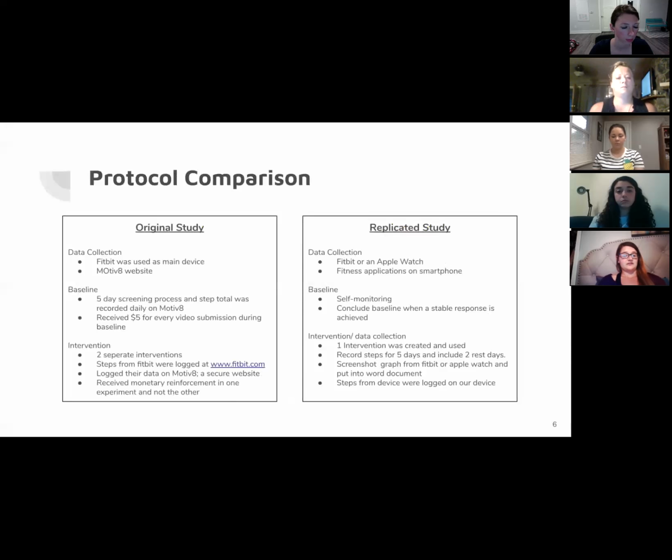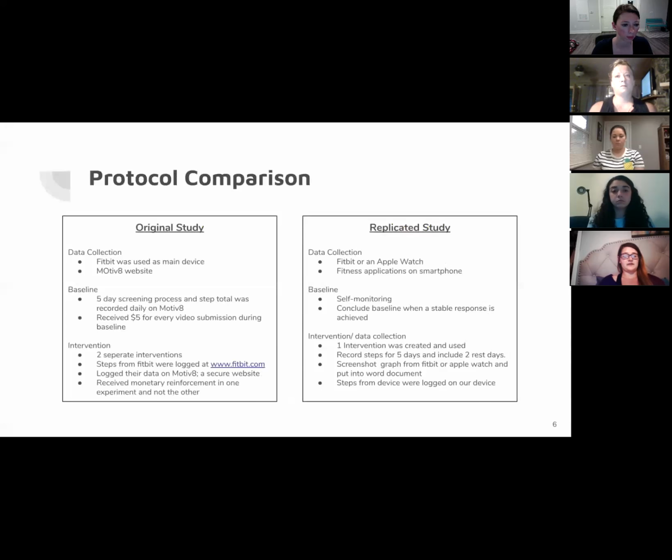Now we're going to move on to the intervention. The original study consisted of 2 separate interventions, while the replicated study only had one. The original study also used Fitbit.com in order to record their steps for the day. The data was then transferred to Motiv8 on a secure website. Of the 2 interventions used, one of them used monetary reinforcement and the other did not.